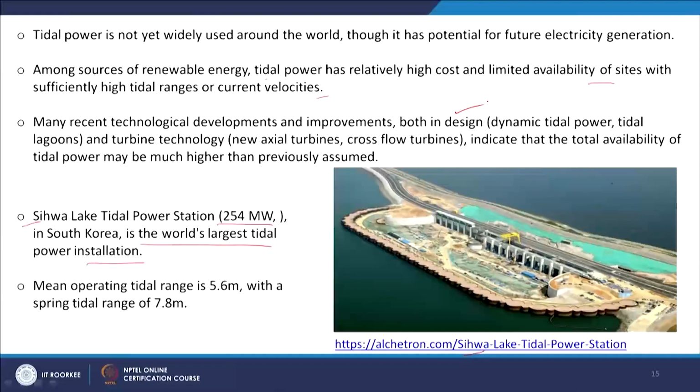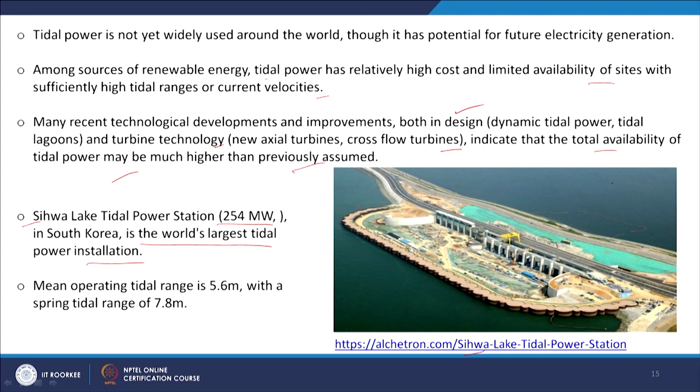many technological developments and improvements, both in design, that is dynamic tidal power and tidal lagoons, and in turbine technology, such as new axial turbines and cross flow turbines etc., indicate that the total availability of tidal power may be much higher than previously assumed.